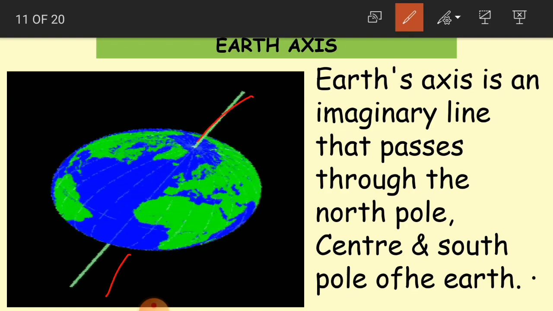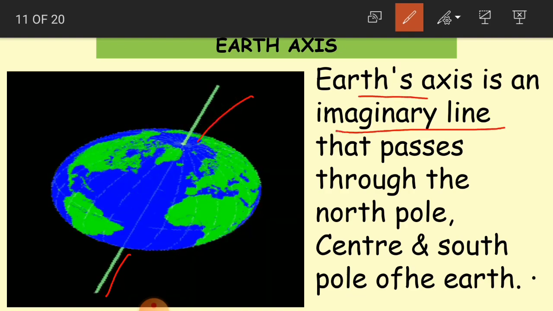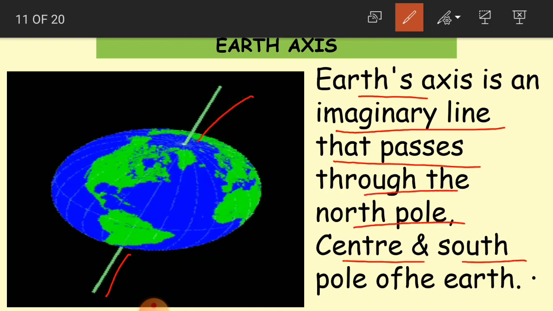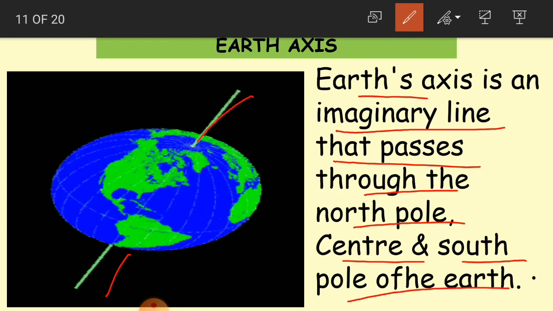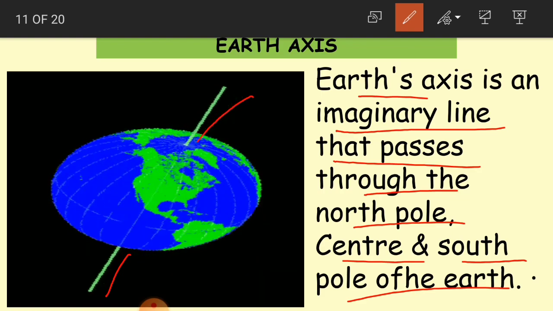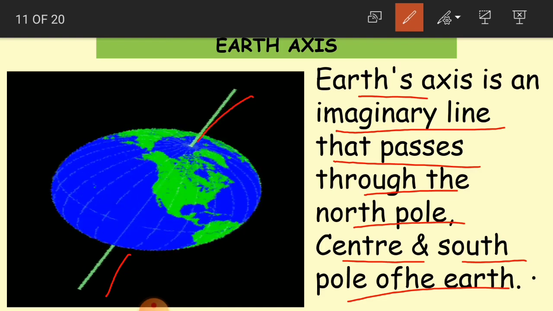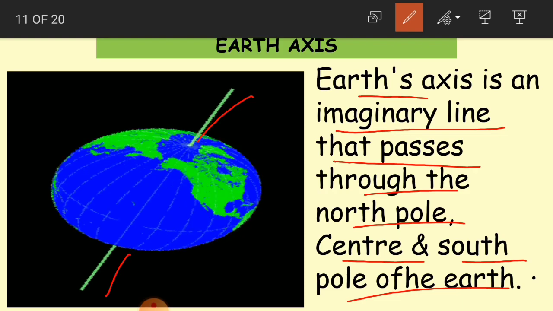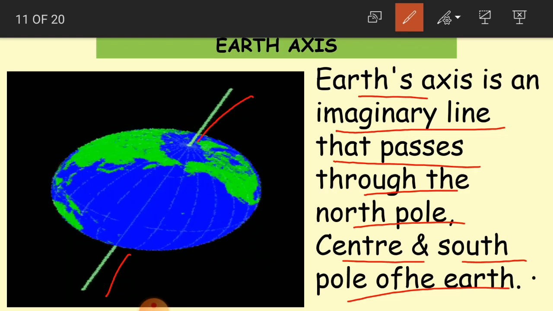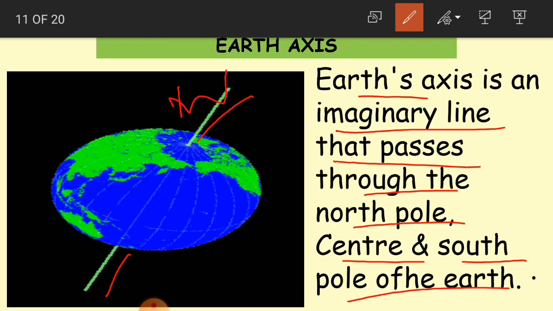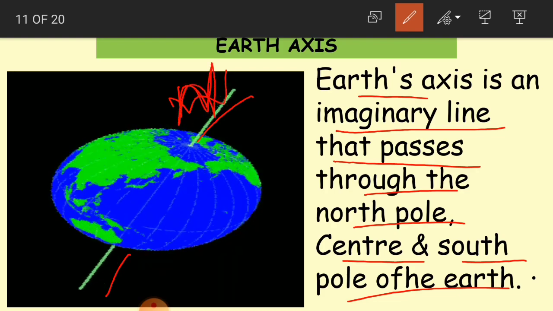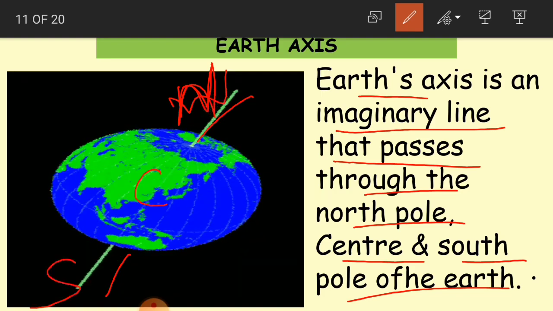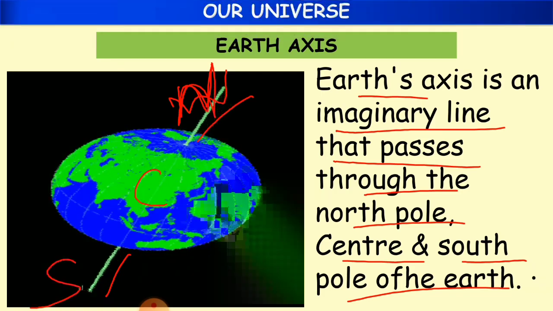Earth's axis is an imaginary line that passes through the north pole, center and south pole of the earth. See, it will be a little tilted. It will not be straight, children. The earth's axis will not be straight. It is tilted, and this is an imaginary line which is going to pass through the north pole. This is north pole, N, I am writing here N, and through the center and also the south pole of the earth. Okay, children, so this is earth's axis.